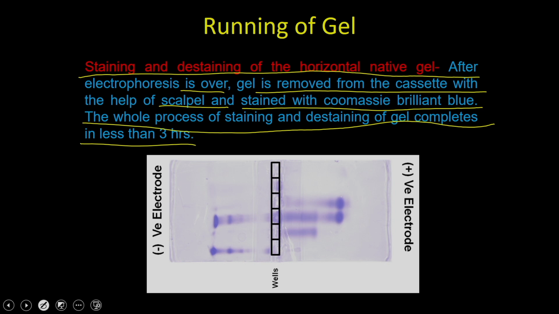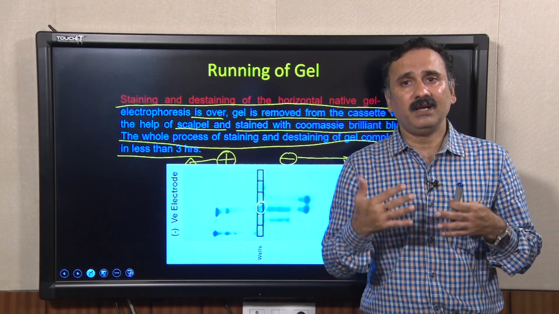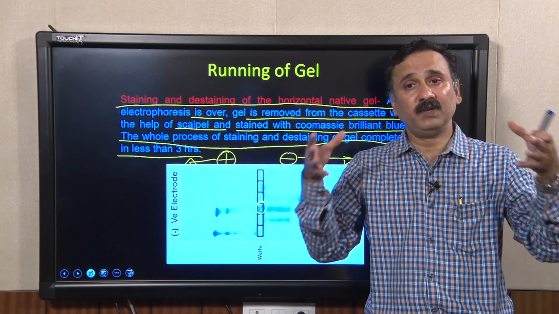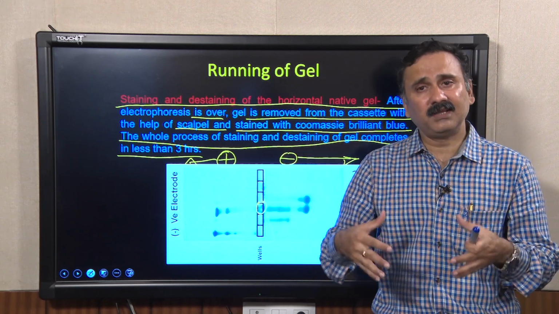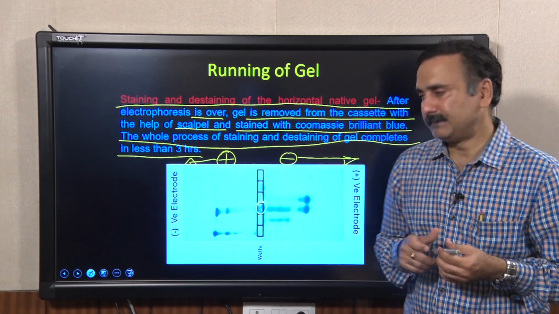What you can see is that I have loaded a bacterial lysate, and the positively charged proteins are going towards the negative electrode and the negatively charged proteins are migrating towards the positive electrode, and both of these samples are native. So, that is how you can resolve and visualize the pattern of the positive as well as the negative proteins present in the same mixture using the horizontal gel electrophoresis.